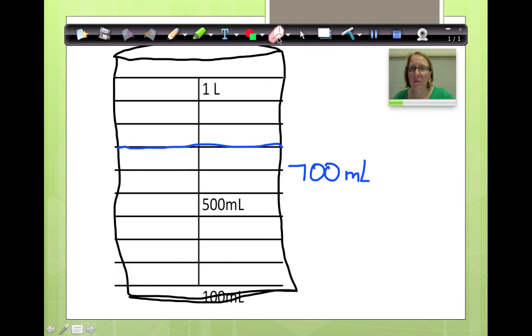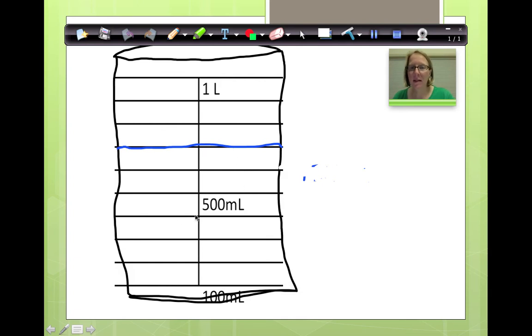Now, let's erase this, and let's do another one. I can't figure out where my mouse is. Okay, now let's pick a different color. So I'm going to go to pen. And let's pick a different color. Okay, let's choose red this time.